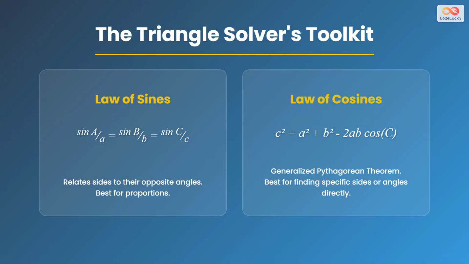First, let us review the two tools at your disposal. The law of sines states that the ratio of the sine of an angle to its opposite side is constant for all three angles. It is perfect for dealing with proportions. The law of cosines is a generalized version of the Pythagorean theorem. It relates the three sides of a triangle to the cosine of one of its angles. While both are powerful, they require specific pieces of information to work.